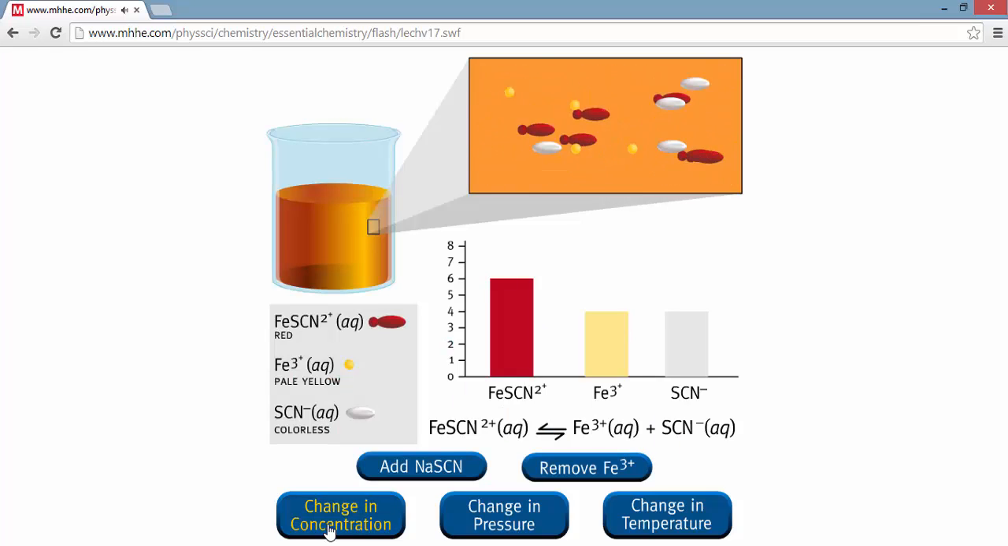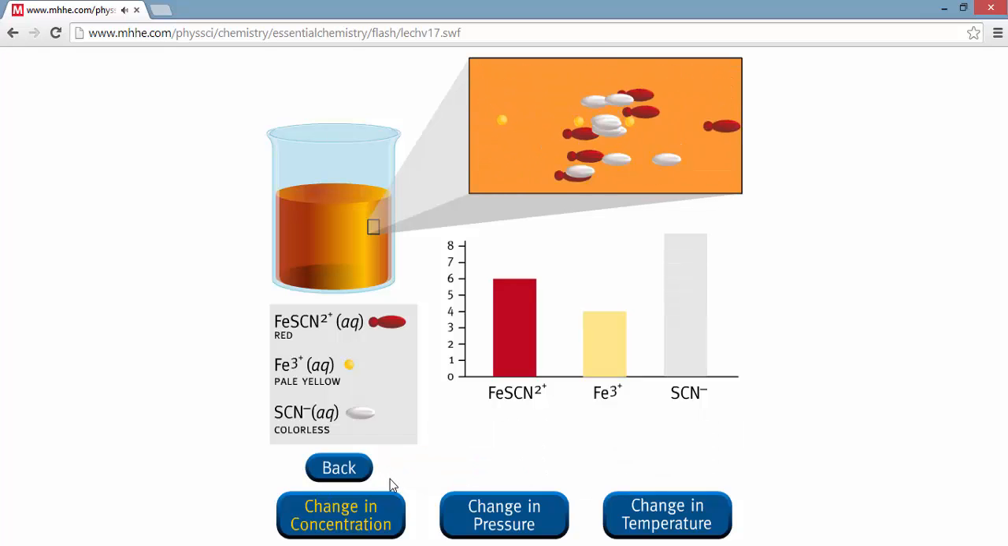Iron 3-thiocyanate, which is FeSCN3, dissolves readily in water to give a red solution. The red color is due to the presence of hydrated iron thiocyanate ions, FeSCN2+. The equilibrium between undissociated iron thiocyanate ions, iron 3+ ions, and thiocyanate ions SCN- is given by this chemical equation. FeSCN2+ aqueous, which is red, in equilibrium with iron 3+ ions, which are pale yellow, plus SCN- aqueous, which is colorless. Click on one of the buttons to add sodium thiocyanate or remove iron 3+ ions from the solution.